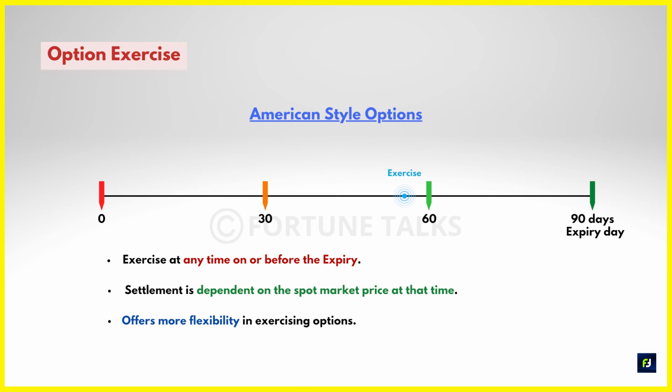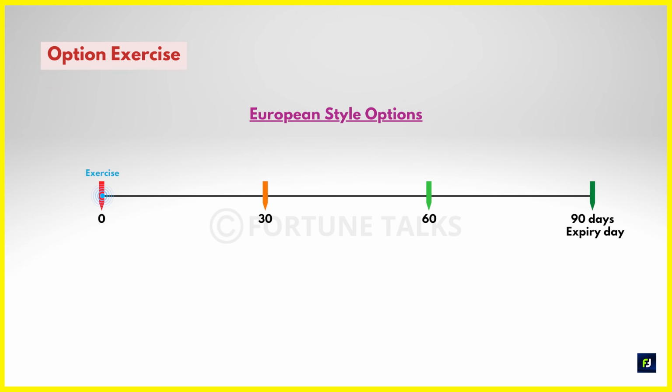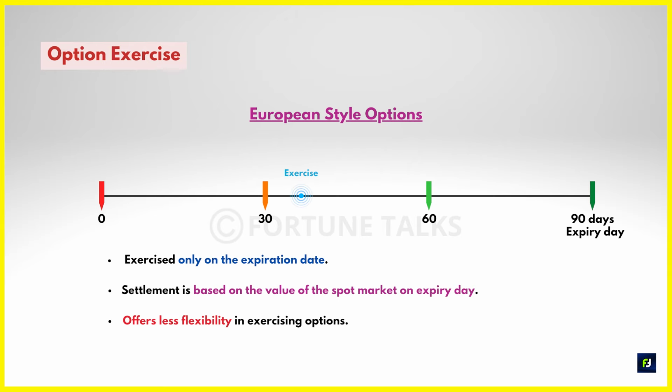This settlement is dependent upon the spot price at any given moment and it is not really dependent on the expiry. This offers more flexibility and can be advantageous if the underlying asset's price moves favorably before the expiration date. On the contrary, European style options can only be exercised on the expiration date itself. This settlement is based on the value of the spot price on the expiry day.